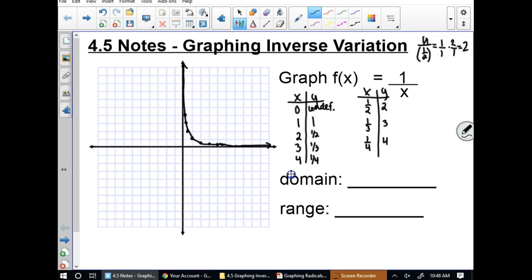Mine looks like it touches the line, but that's just because 1/10 is going to be so close to the line you can't really tell where it's at. So what we're dealing with here, these are called asymptotes, right? Because we get closer and closer and closer. But we never actually get there.